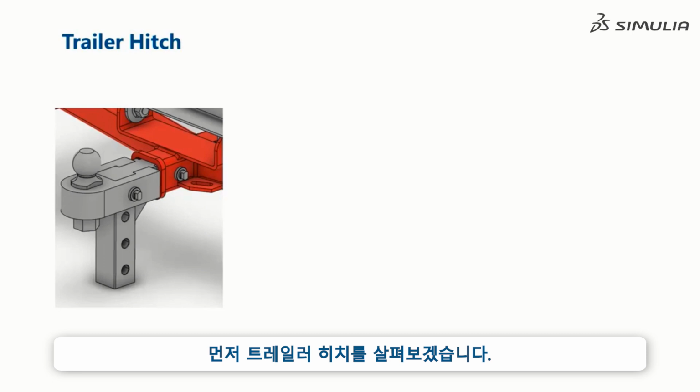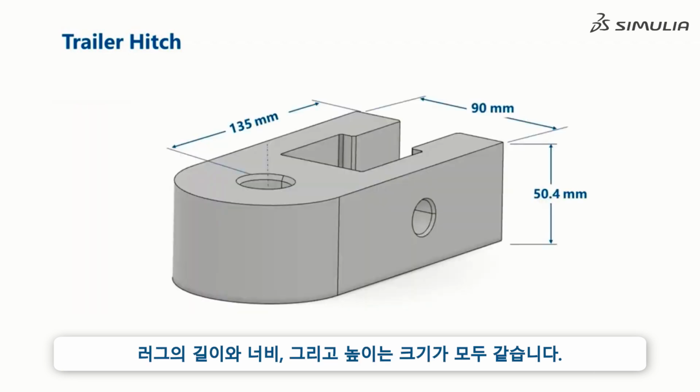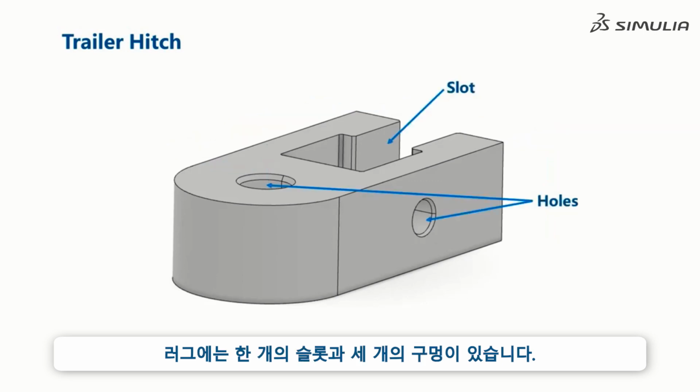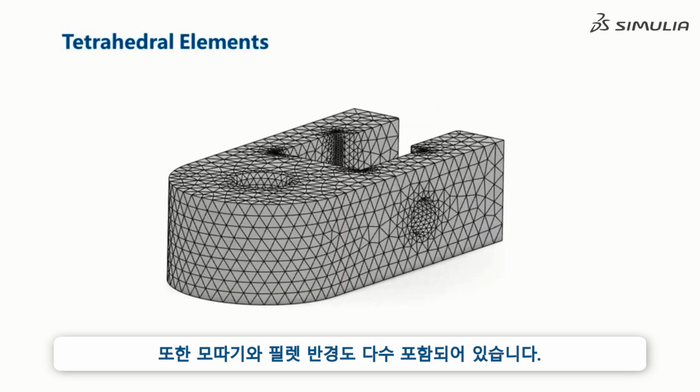First, we will examine the trailer hitch. More specifically, we will focus on a single component, the slotted lug. The length, width, and height of the lug are all of the same order of magnitude. The lug contains a slot and 3 holes. It also contains a number of chamfers and fillet radii. For parts like this, tetrahedral elements are a good choice.